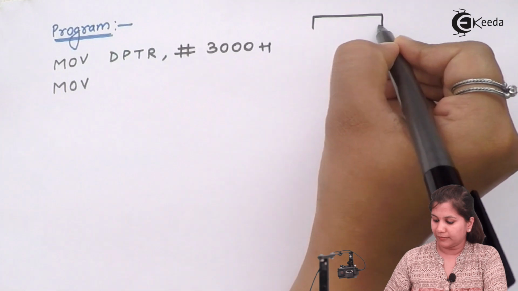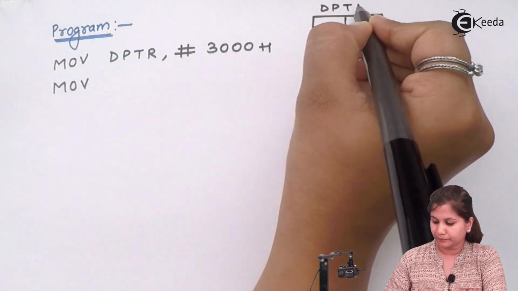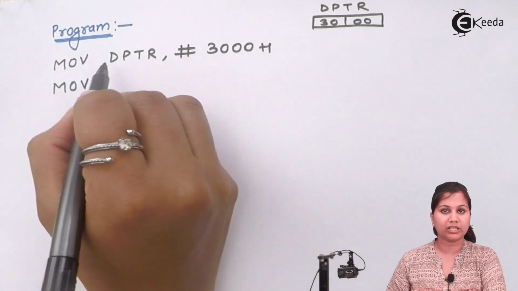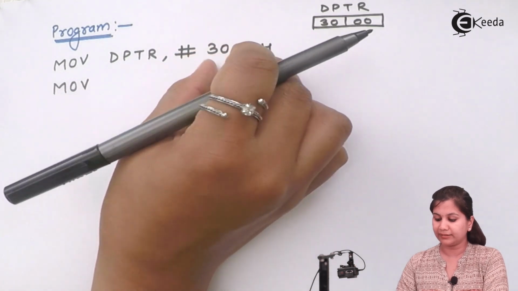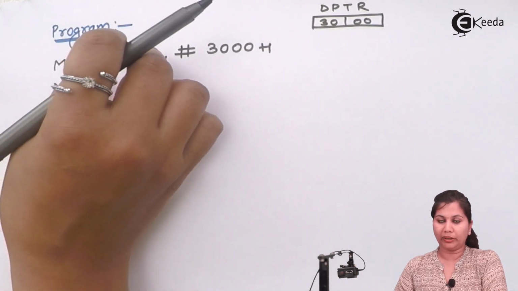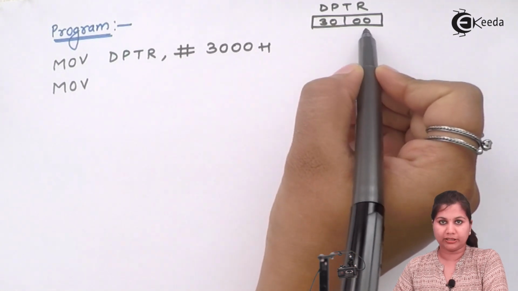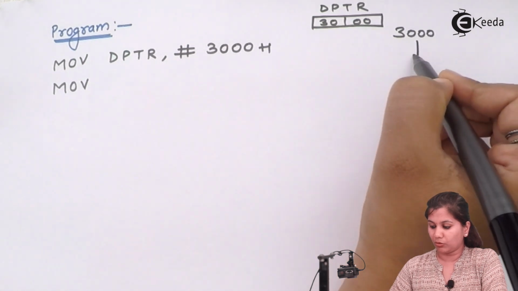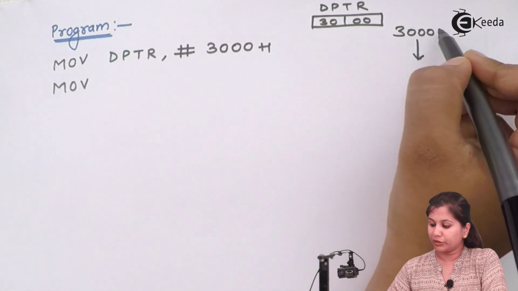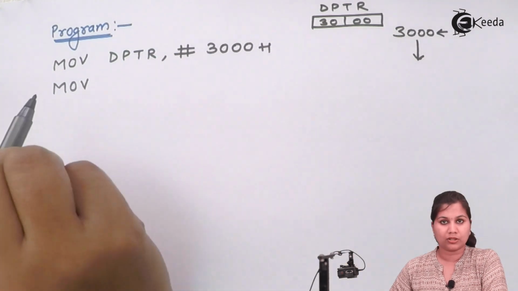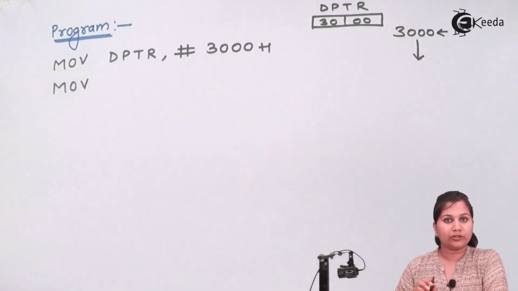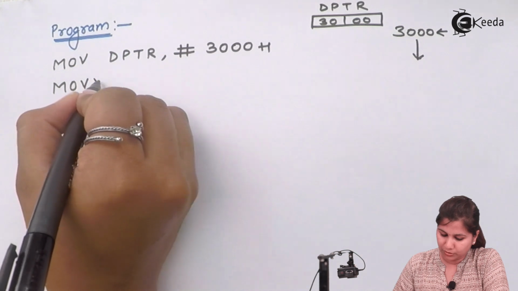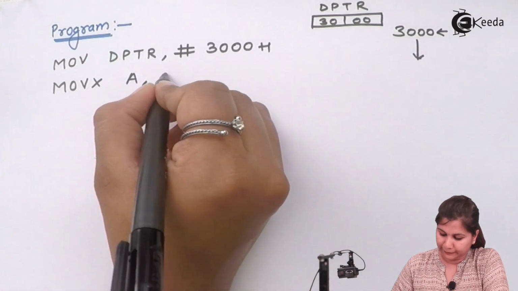Next, in dptr we will get 3000 because this is immediate data, immediate addressing is being used, so whatever data is there will come into the register or the pointer. So in dptr we will get 3000H. Now the data which is at 3000H, because from here all our numbers are stored, so first number will be stored at 3000. So we want to move this first number into the register. So first number will be transferred into the accumulator.